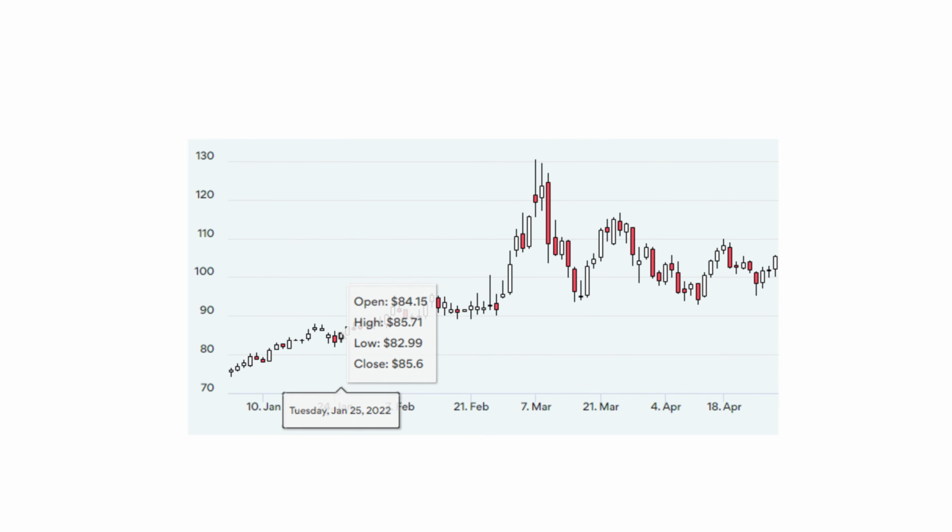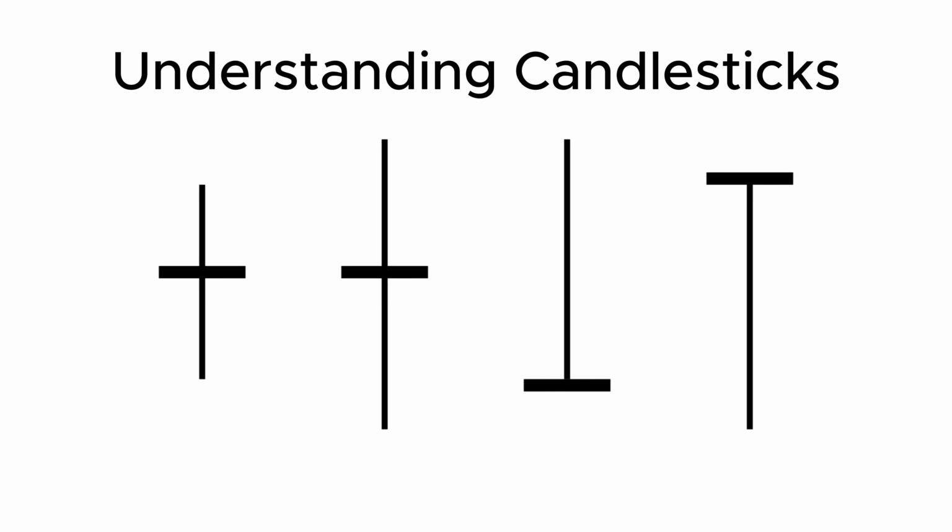What you're seeing here is a Forex chart where I've highlighted one of the candles. And as you can see from the box, all the information of the candle is provided for you. You can see the opening price, the high of the candle, the low of the candle, and the closing price of the candle. You'll see one other type of candle on your charts, and they look like these.